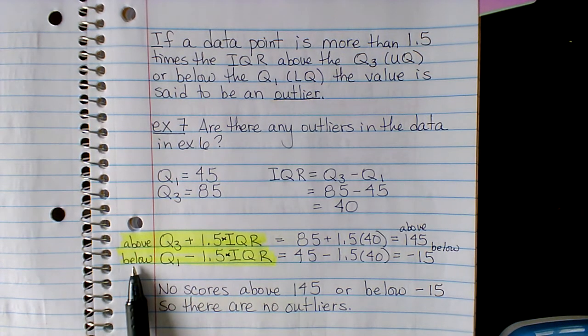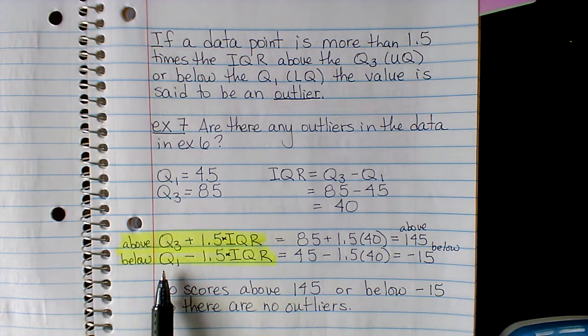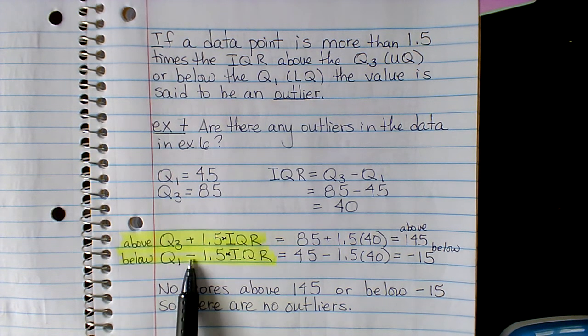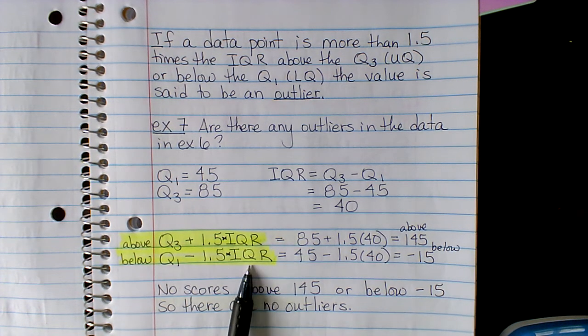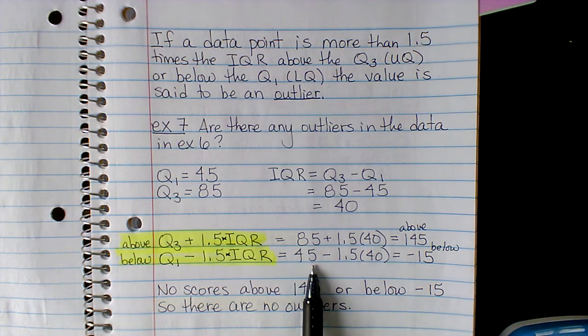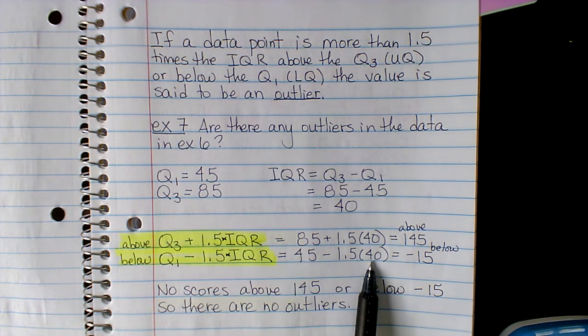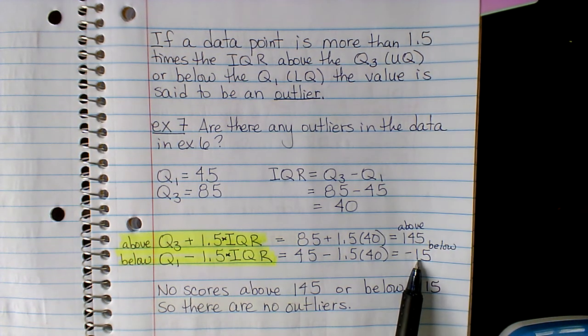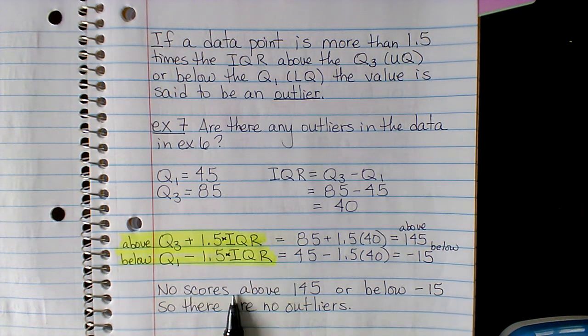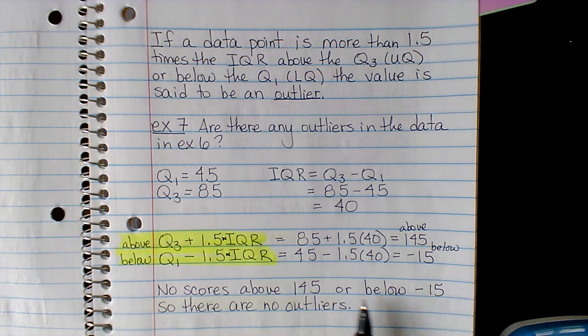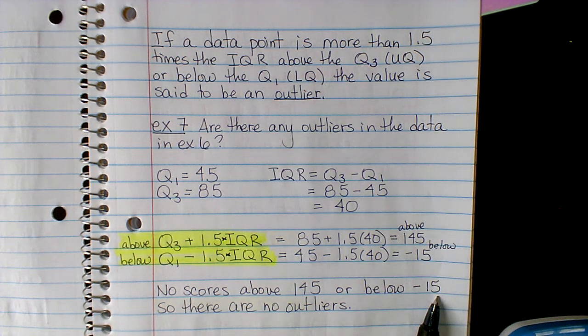Are there any scores below the lower quartile minus 1.5 times the interquartile range? If we do that computation, we get negative 15. There's no scores below negative 15. So because there's no scores above 145 or below negative 15, there's no outliers in that data.